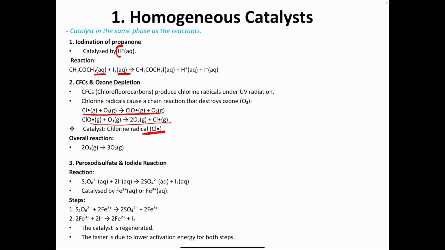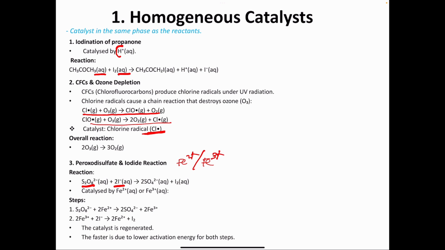And the overall reaction here is going to be 2 ozones, the gas, giving us 3 oxygens, which are gas as well. In this reaction, because both reactants are negatively charged, they will repel each other, and so the rate of reaction is going to be slowed down. So using a positive catalyst, which could either be iron 2 plus or iron 3 plus, is going to be helpful.